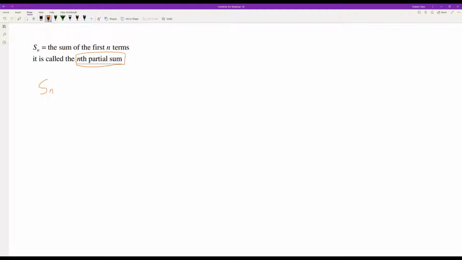So what we have earlier, let's say 1, 2, 3, 4, 5, 6, 7, and so on, the natural number sequence. If we just look at S5, it means we want to look at the sum of the first 5 numbers, so it's 1 plus 2 plus 3 plus 4 plus 5, which gives us 15. That's an example of what we have.